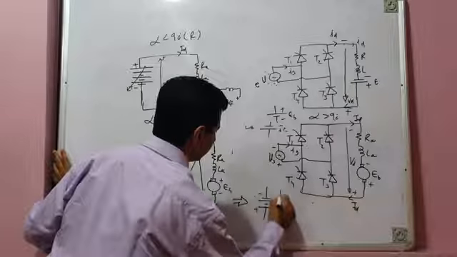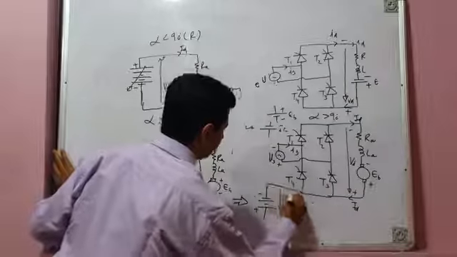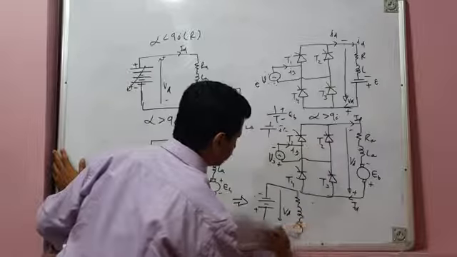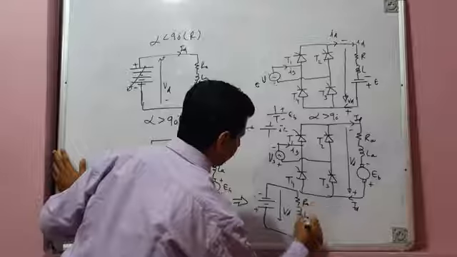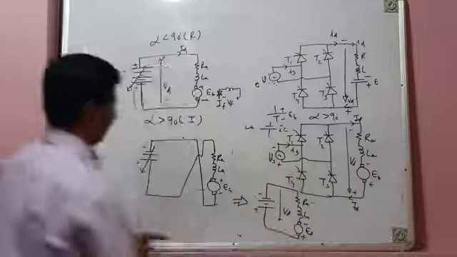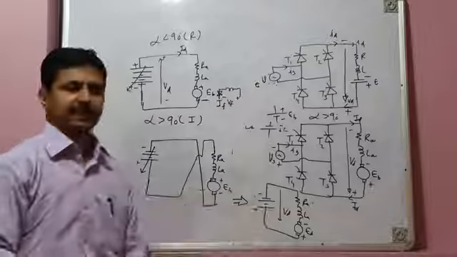This is your VD. This is RA, LA, and this is minus plus EB. So plus plus, minus minus. So this is same as this.